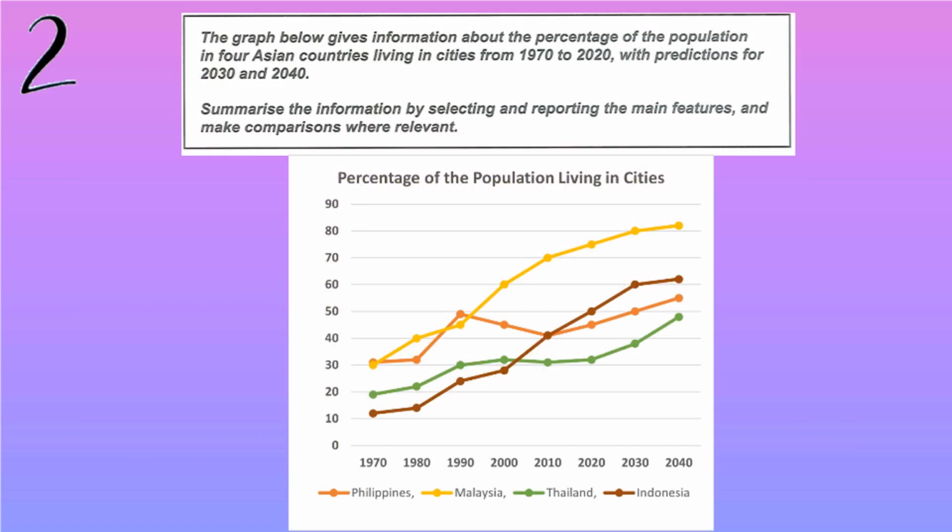The graph below gives information about the percentage of the population in 4 Asian countries living in cities from 1970 to 2020, with predictions for 2030 and 2040. Summarize the information by selecting and reporting the main features and making comparisons where relevant.